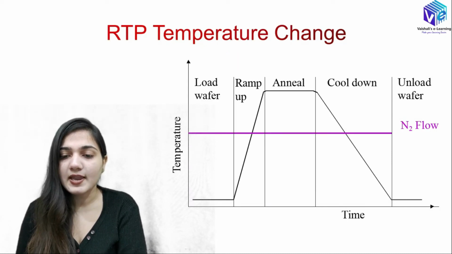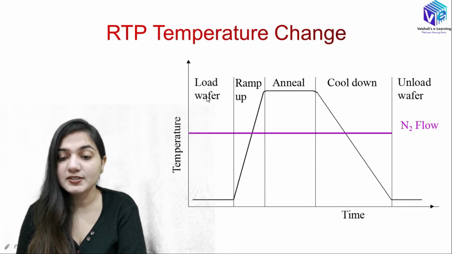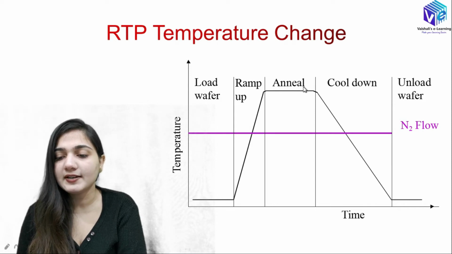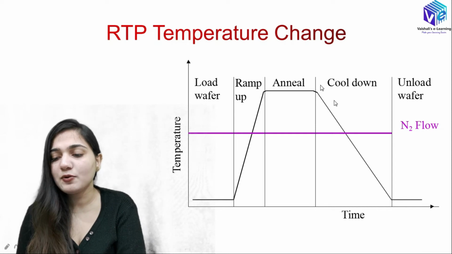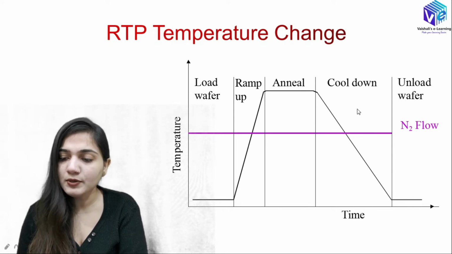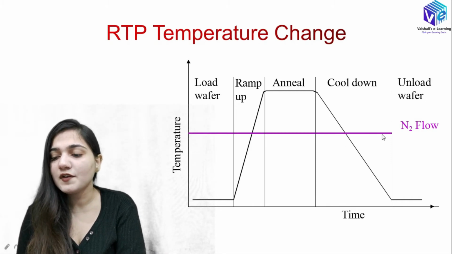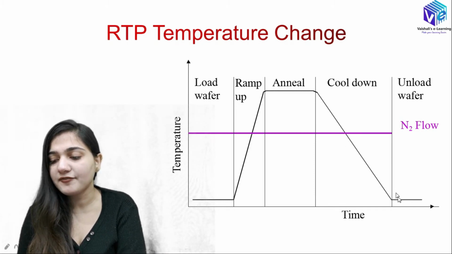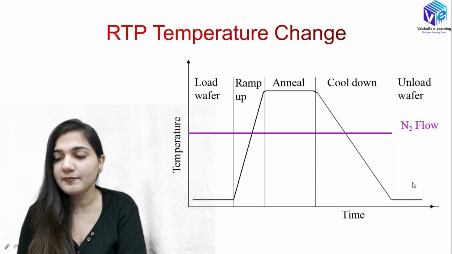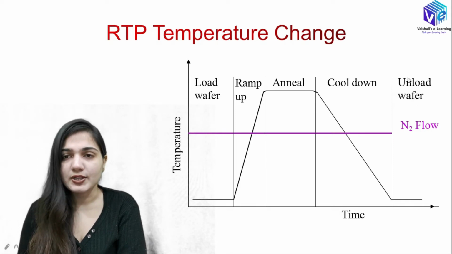So you can see in the annealing process how our temperature is changing with time. First is my load wafer stage, where the temperature is low. Then I will increase the temperature in the ramp up phase. After that, at the higher temperature, I will have the annealing. And again, after the annealing, I will be cooling down. The cooling down takes more time than the ramping up phase, and I will have a constant nitrogen flow as well. Okay, after the temperature is lowered to the initial limit, then I will unload the wafer.